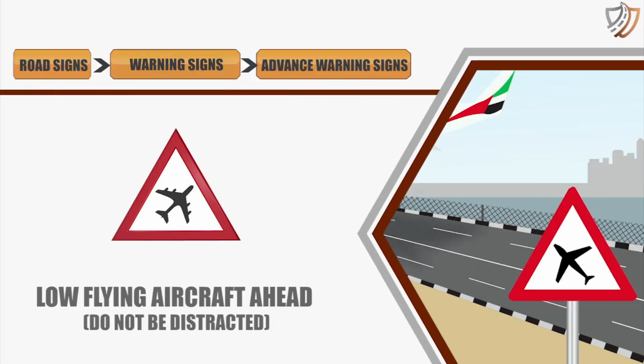Low-flying aircraft. It warns motorists that an aircraft might be flying at a lower altitude. This sign with an aircraft symbol can be seen near airports. Motorists must not get distracted with the sight and sound. Stopping and photography is prohibited in this area.